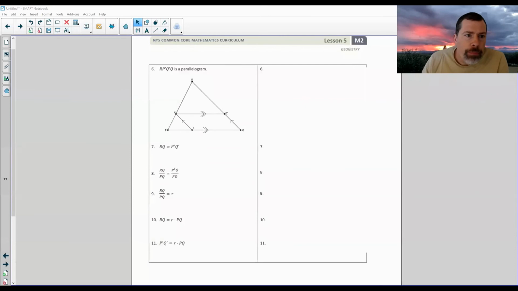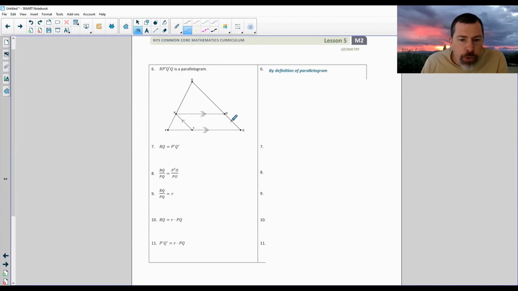Okay, we're continuing the proof on page 3. We're on step number 6. So now it says R, P prime, Q prime, Q is a parallelogram. This right here is a parallelogram. Reason? By definition of parallelogram. What is the definition of a parallelogram? A 4-sided figure with opposite sides parallel and congruent. So there's our parallelogram.